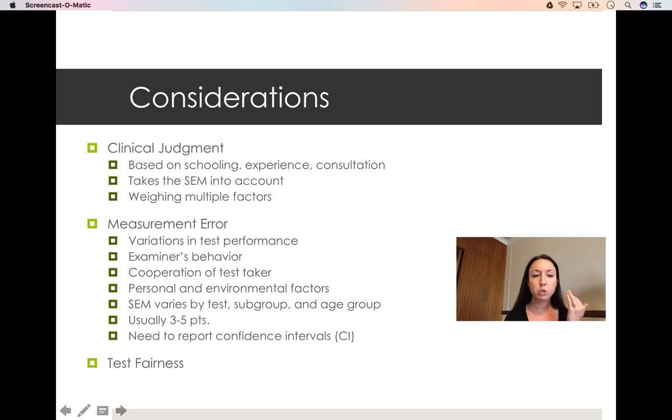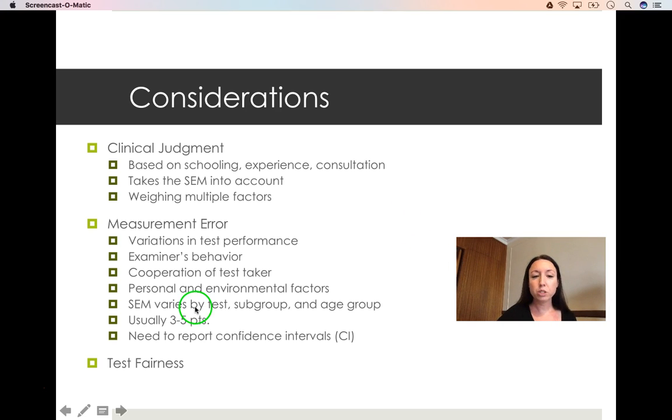So when I'm giving an IQ test, it's really important that I'm bringing my A game and that I'm being really positive and motivating and not giving off any nonverbals that may deter a person from giving their best. Personal and environmental factors, again, can be how they're feeling that day, or maybe how the environment is. Is it too hot? Is it too cold?